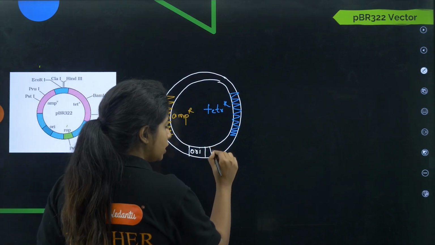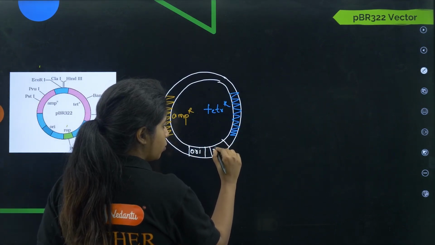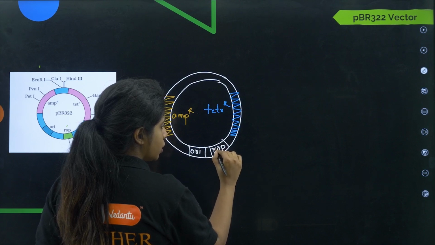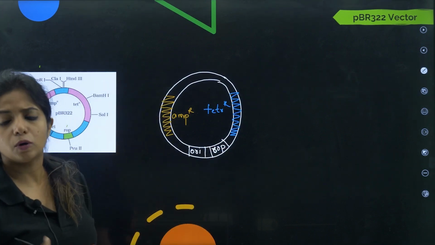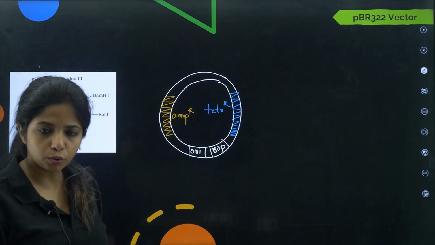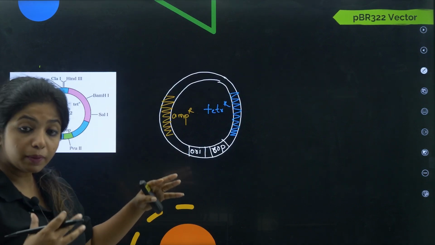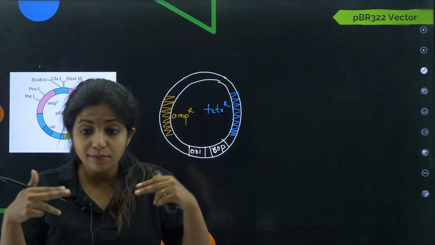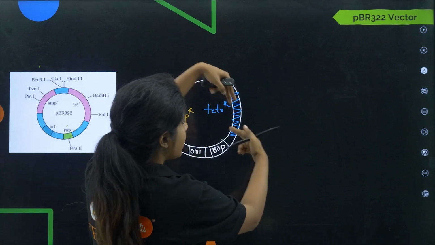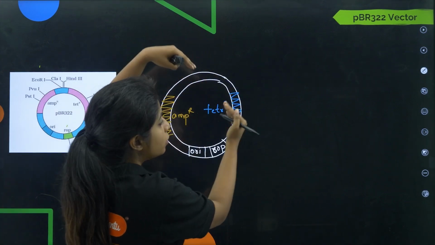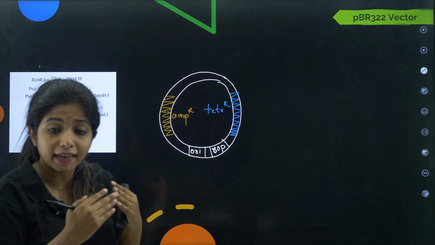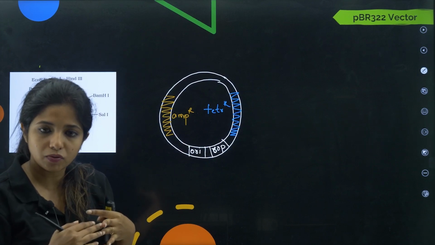But it needs certain proteins also for replication, and those proteins are coded by ROP. It's another gene that will be coding for the proteins required for replication and everything. Cool. Now if it's a plasmid, it should have sites for enzymes to act, because enzymes will come and act on it, cut it, and then you can put the gene of interest. So you need recognition sites for different enzymes, right?